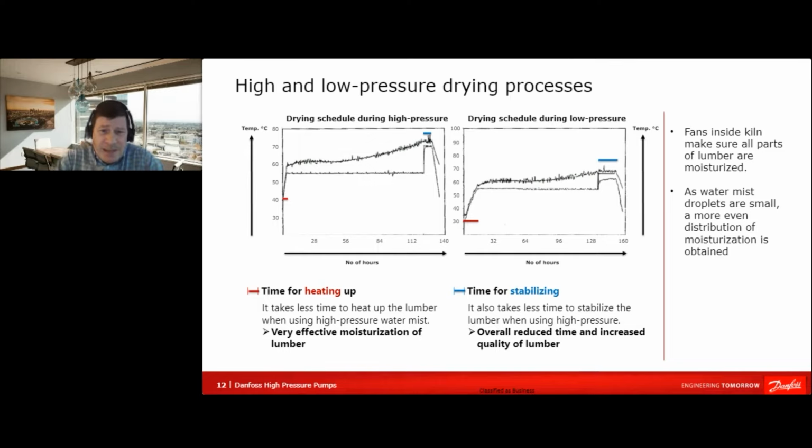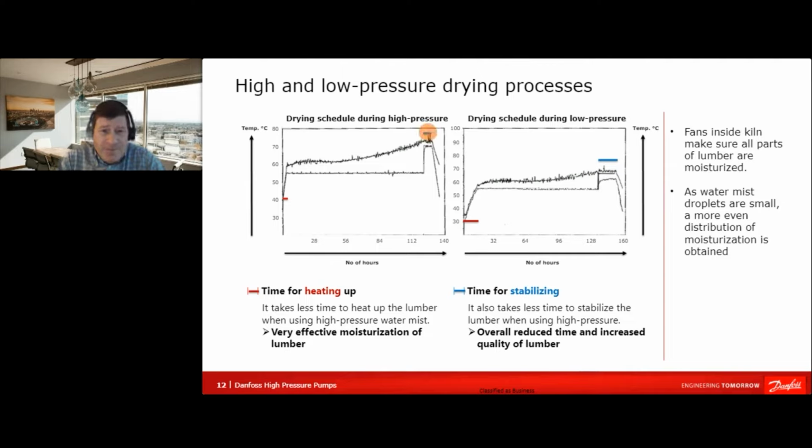Then we are going to stabilization. This means that you are removing tensions of the lumber. Again, you can see in this left-hand picture that it's much shorter, this stabilization, this blue area, if we compare that to low pressure, which is longer.